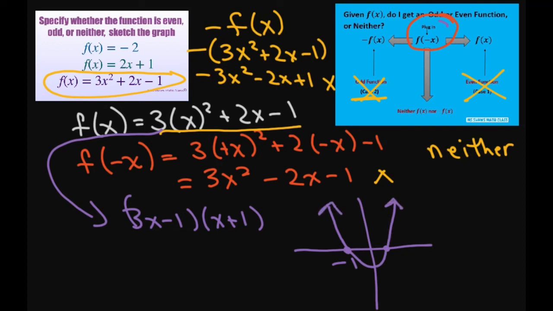It doesn't reflect over the y because it's not centered. This is 1/3 here, and this is -1. So it's not even centered around the y-axis, and it's also not centered around the origin. So that's why it's neither.